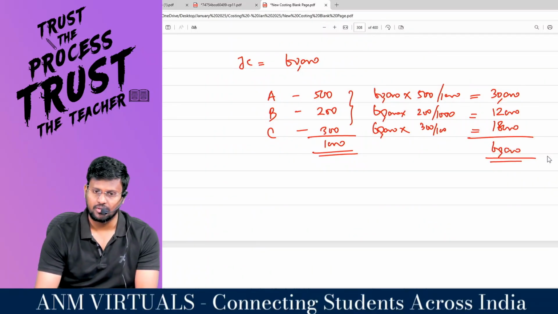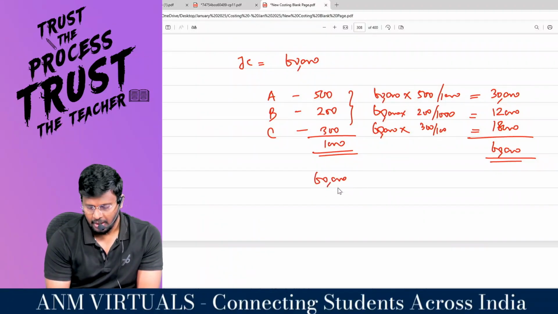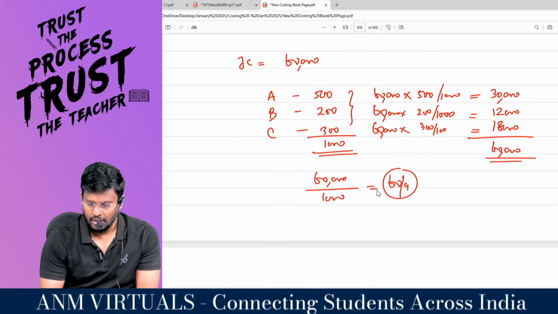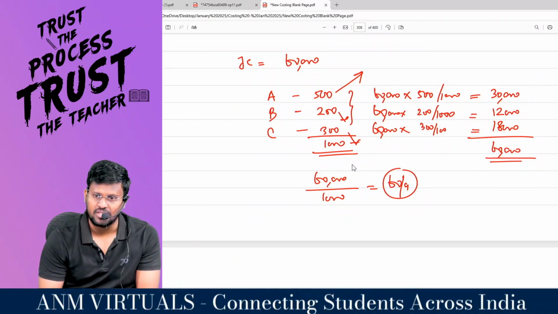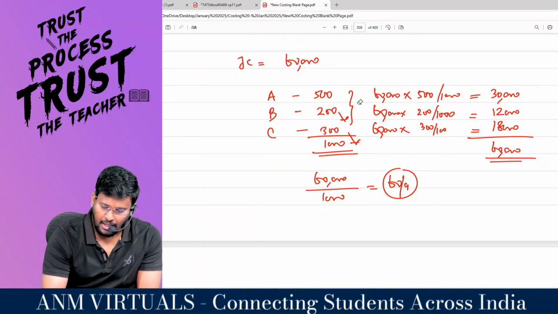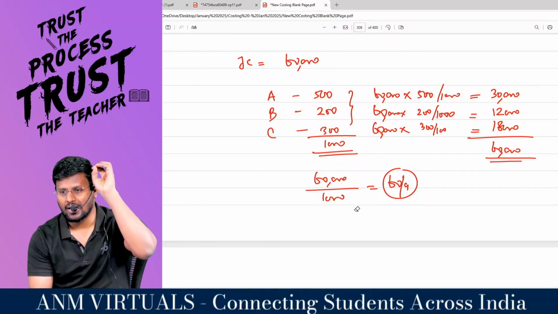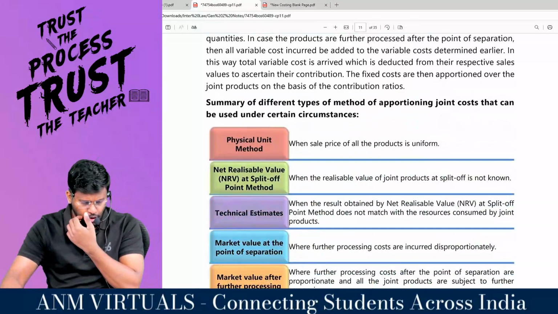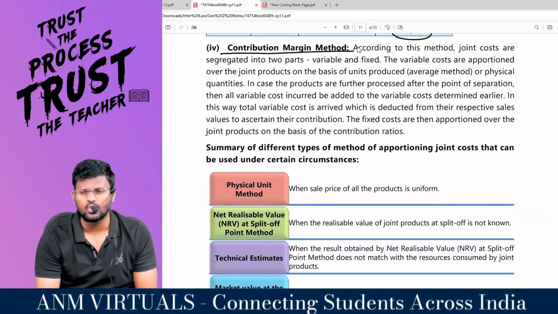What is the total joint cost? Divided by the total number of units, that means how much per unit? 60 per unit. So 500 into 60, 200 into 60, 300 into 60. That means both the number of units method and the average cost per unit method are one and the same. That's it, game over. Are you all really with me? Illustration number 2 also comes to an end. Now the next method is the contribution margin method.